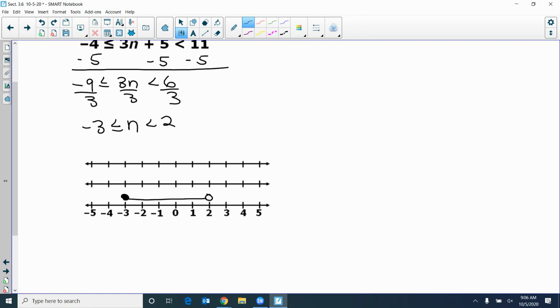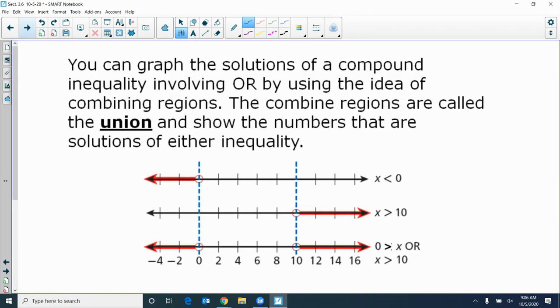Okay, or is the union. Or is the union. So you see at the top. Means you combine them together. You're not going to have any overlapping. You want to take all the answers from the first one. So this is x is less than 0, and that's x is greater than 10. All right, is that the same one you got on yours?